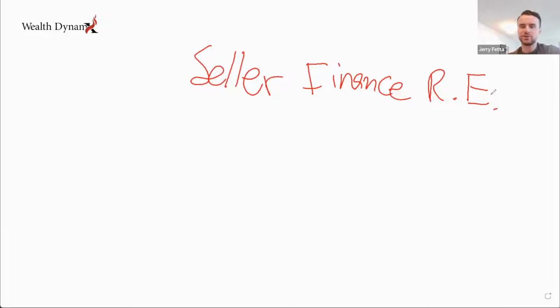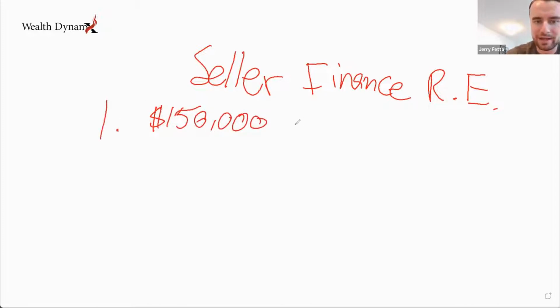All right, so let's just use this as an example. Let's say that I have 150 grand in my sacred account. So this is step one. I've got 150 grand in my sacred account, right? Now this is growing at 3 to 5%.